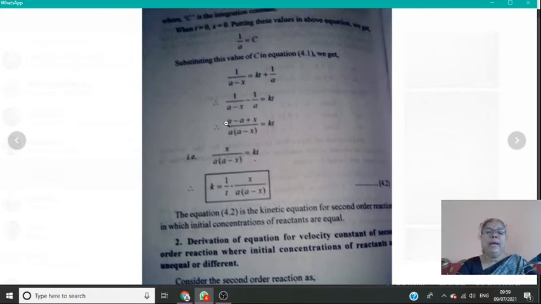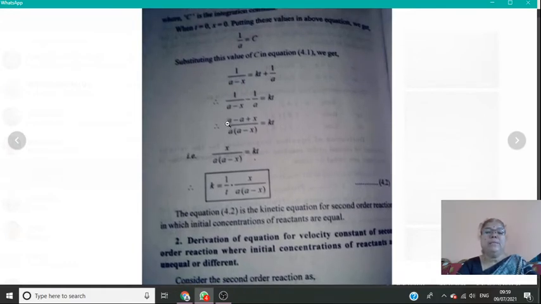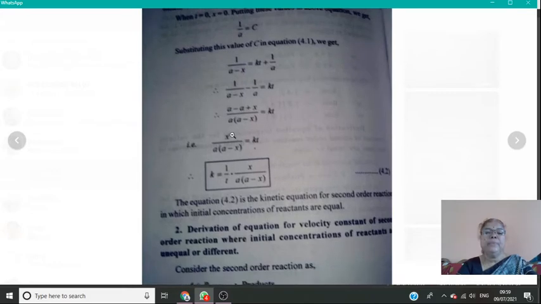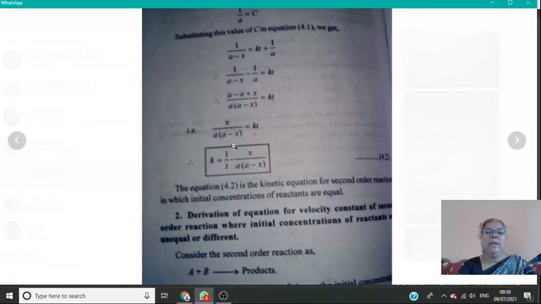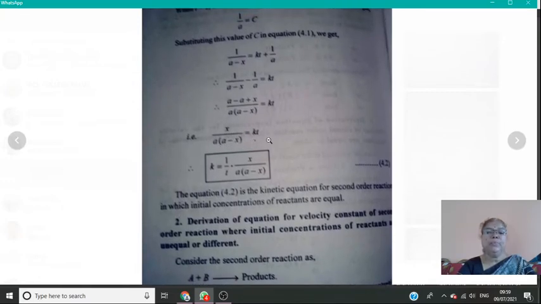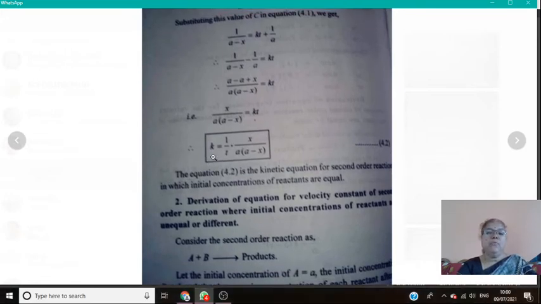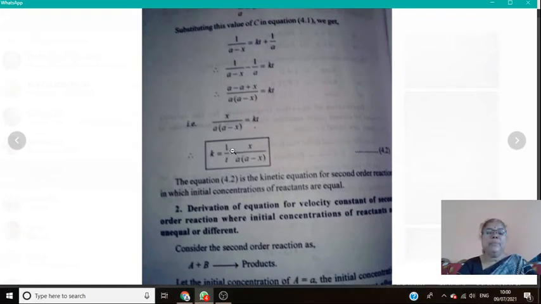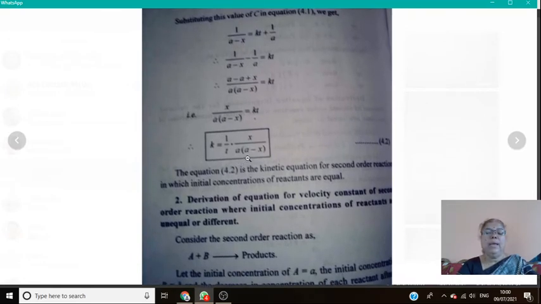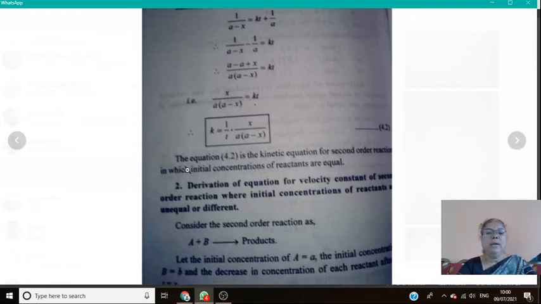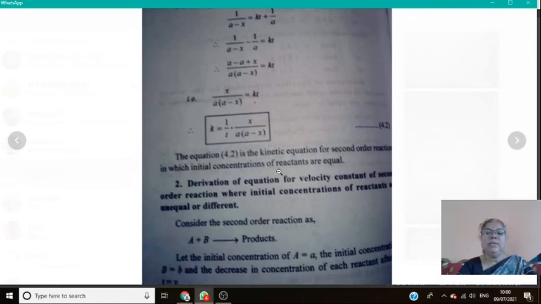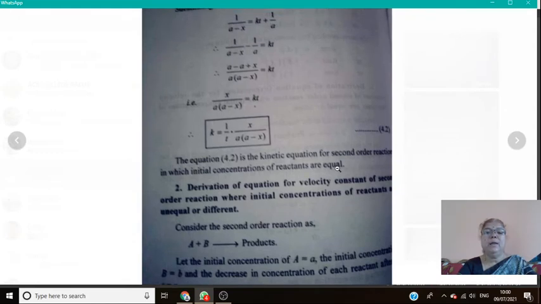And we can cancel this positive A and this negative A. Therefore, they cancel each other and we have X upon A(A minus X) equal to Kt. Therefore, the formula for K we can write as K is equal to 1 upon T into X upon A(A minus X). And this is the kinetic equation for second order reaction, in which initial concentrations of the reactants are equal.